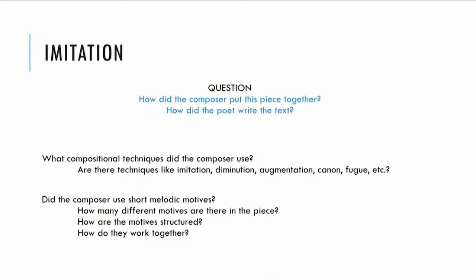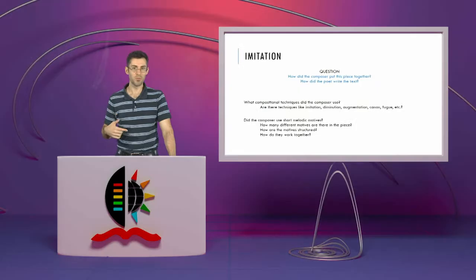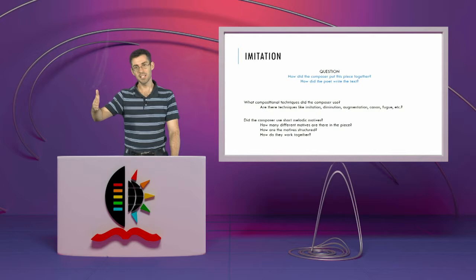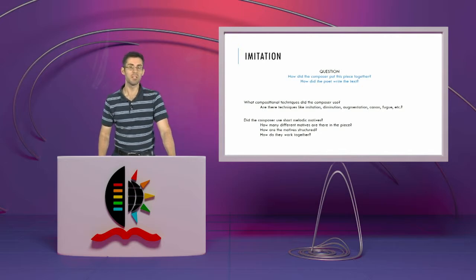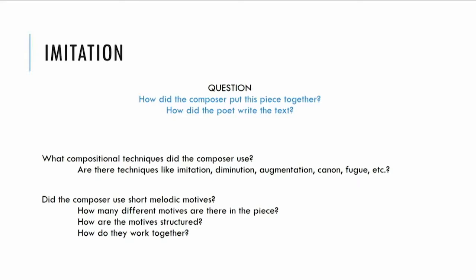Then there are things like canons. Many of you will have sung canons in our classes already as a form of sight reading. This is when one part starts, they start singing, then another part will come in with exactly the same music, but at a distance maybe of 5 or 6 notes. And I've already spoken about fugues, but there are all sorts of different techniques which composers can use to create music. Then you'll want to ask, did the composer use short melodic motives?